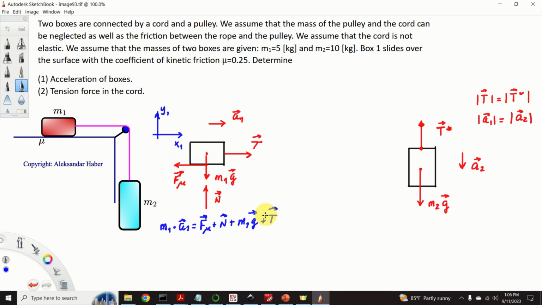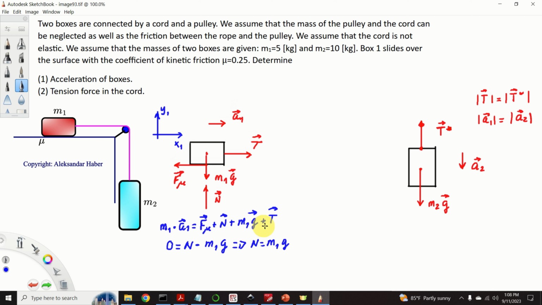Perfect. From this equation, we obtain the following. Namely, we can project this equation onto the axis y1, and as the result we obtain 0 is equal to N minus M1g. I have 0 over here since the acceleration doesn't have the component in the vertical direction, and consequently the projection of the acceleration on the y1 axis is 0. And from this equation, obviously I obtain that normal force is M1g. Perfect.